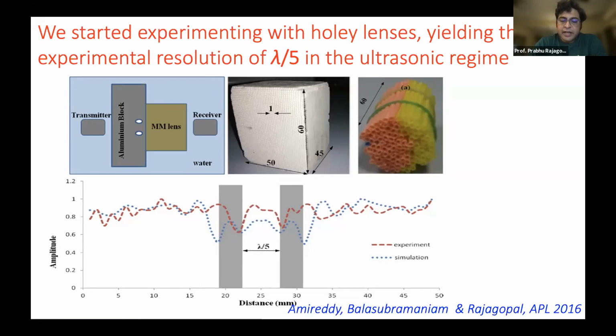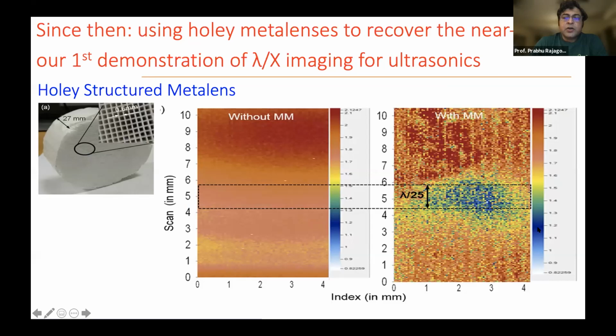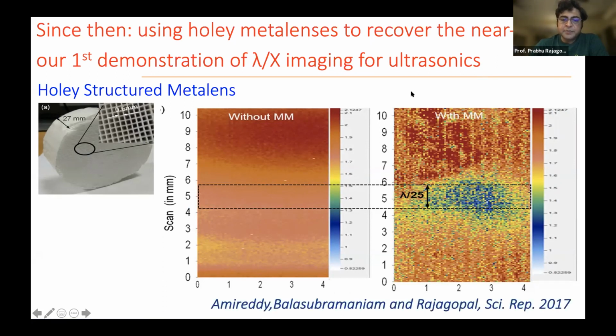The physics is that we are using Fabry-Perot resonances to amplify the evanescent wave components, and that's how we are able to extract certain information that was not available in the raw signal itself. We were able to show resolution down to lambda by 5 first, and later we have shown resolutions down to lambda by 25 by optimizing these parameters, just like Himanshu was talking about. But because these are macro structured metamaterials, we use finite elements instead of more exotic simulation techniques.